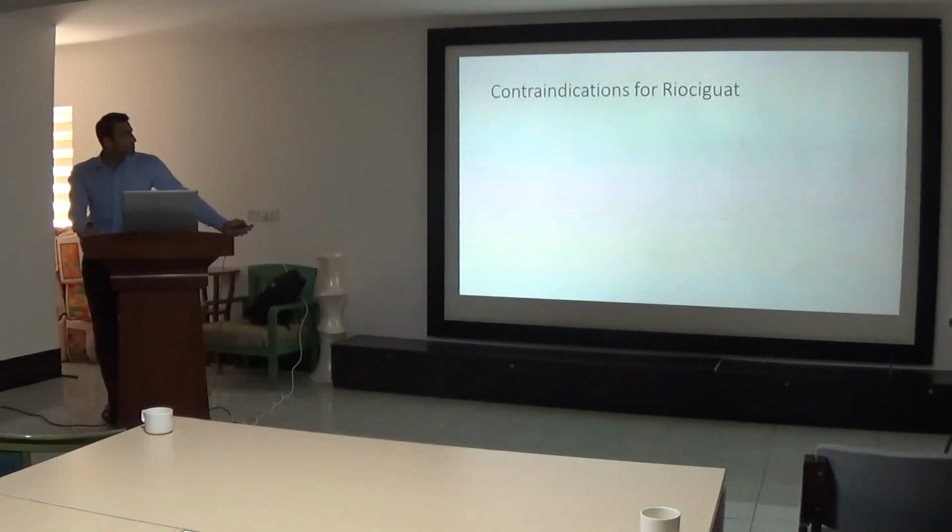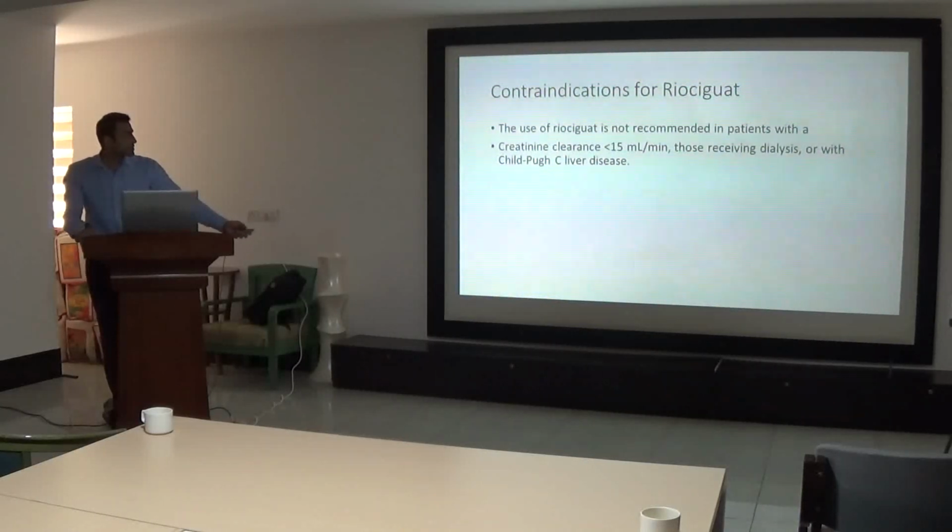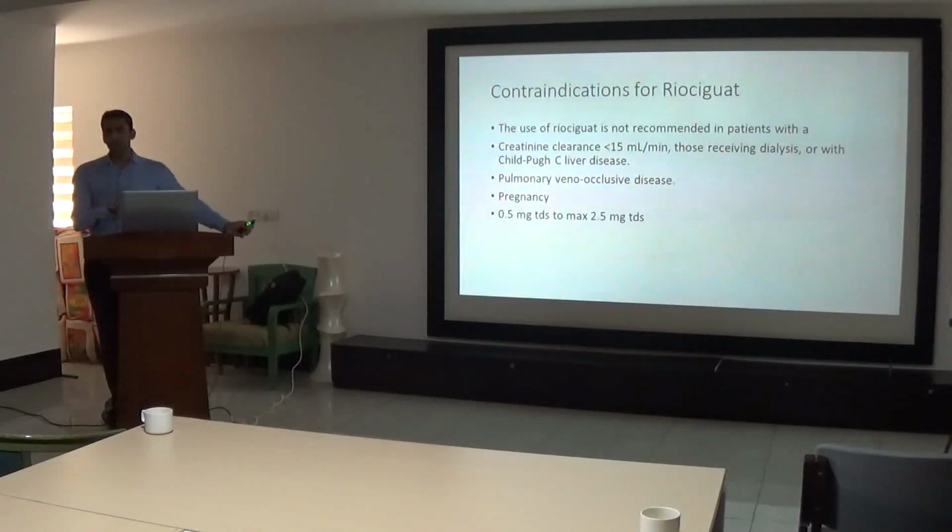So contraindications are AKI or maybe creatinine clearance of less than 15 ml per minute, those receiving dialysis, and liver disease. Pulmonary veno-occlusive disease, not the artery part, the vein part, the pulmonary veins. If those are occluded, then riociguat is not helpful there. Pregnancy, it is not recommended. Dose is 0.5 mg TDS to maximum 2.5 mg TDS. We need to titrate the dose to detect whether it is causing systolic hypertension or not, because it causes systolic hypertension. So we need to titrate the dose accordingly.